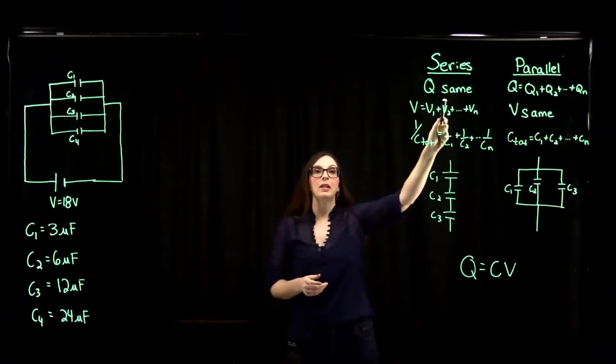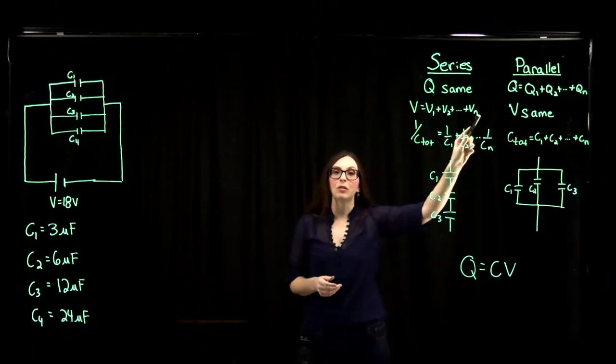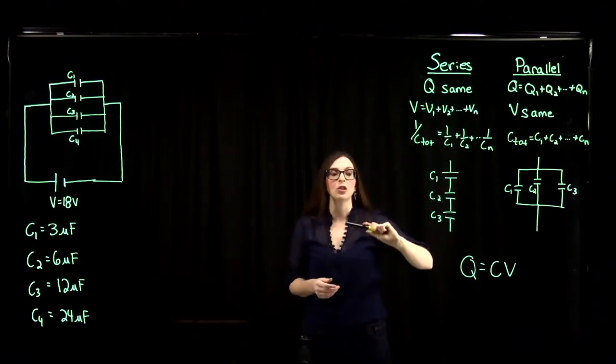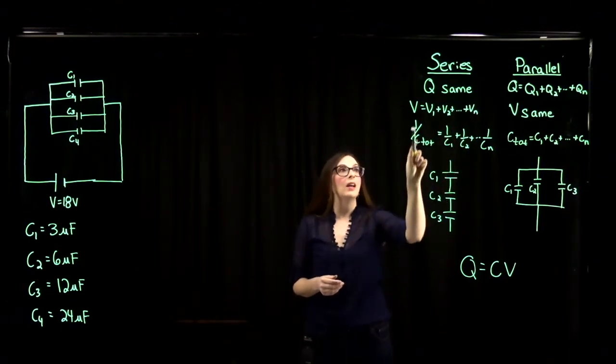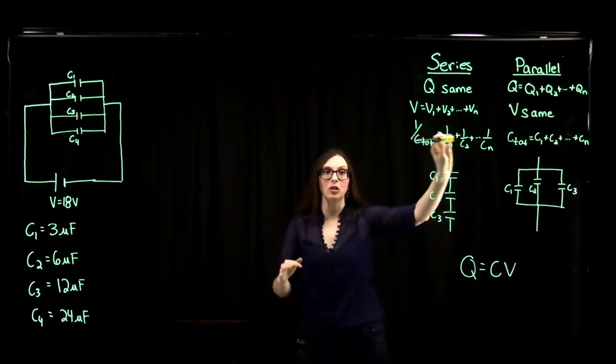For capacitors in series, the charge on all of our capacitors is the same. The potential across all of them adds up to the total potential in the circuit. And the total capacitance is an inverse relationship.